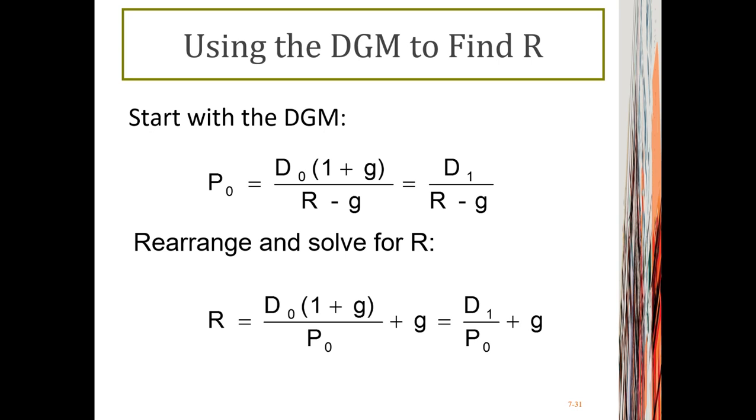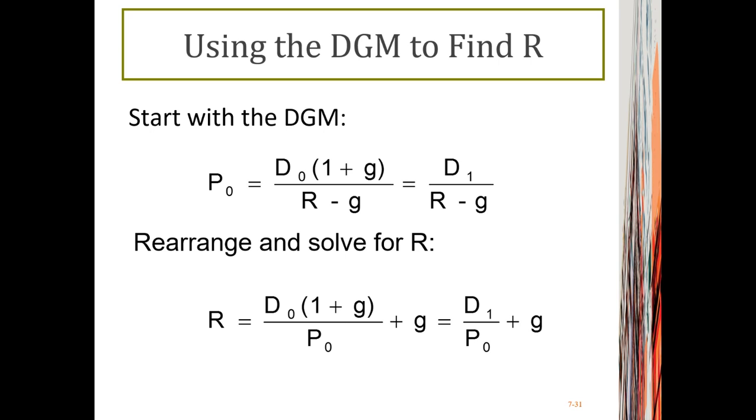And here, let's review that equation. P0 equals D1 divided by the difference between R and G. And actually, we can extend our analysis a little bit by doing a little mathematical or algebra manipulation. If we know P0, then we can figure out what R may be for a stock investment. Based on the Gordon growth model, we can solve for R, and R here is equal to D1 divided by P0 plus G.